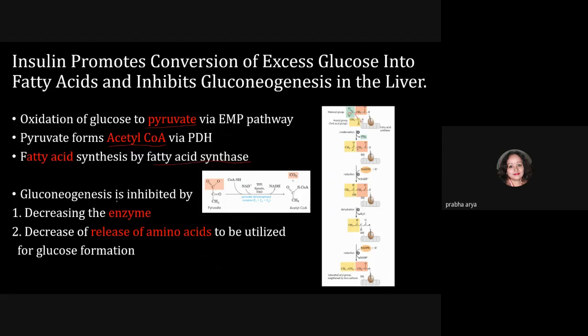And then gluconeogenesis will be inhibited by decreasing the enzymes required for gluconeogenesis, as well as decreasing the release of amino acids from the different tissues to be utilized for glucose formation.